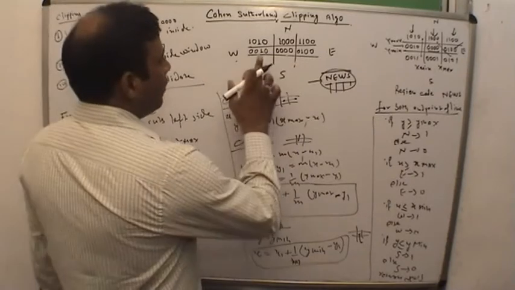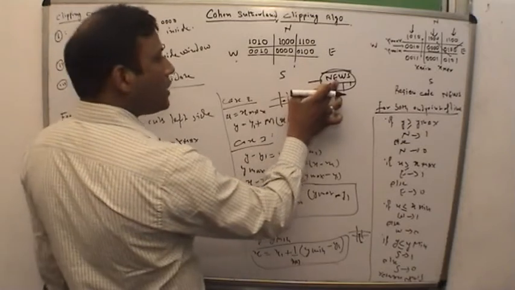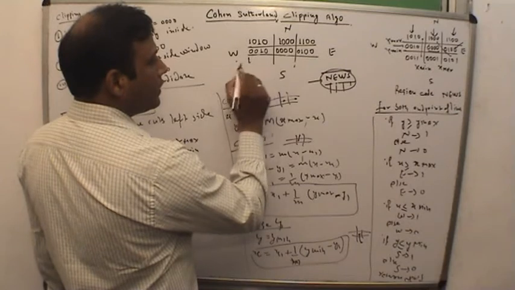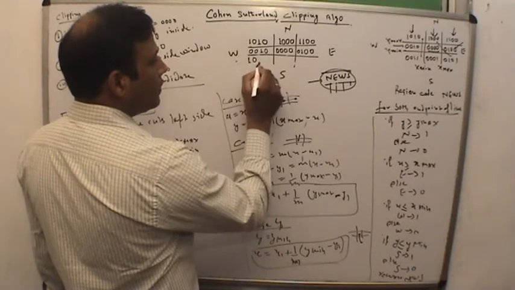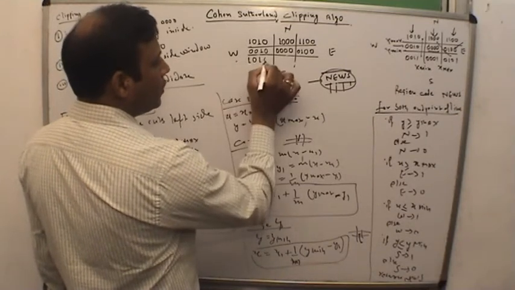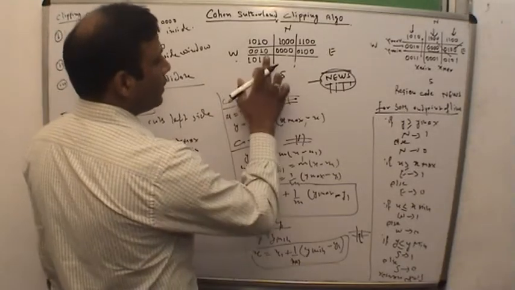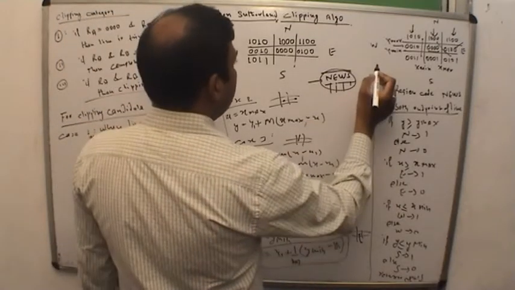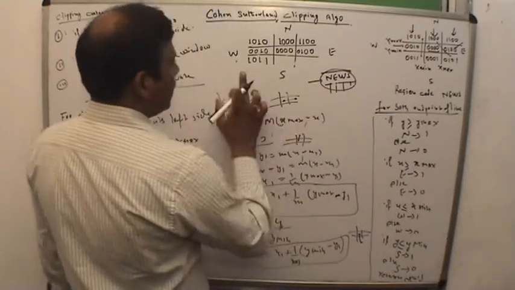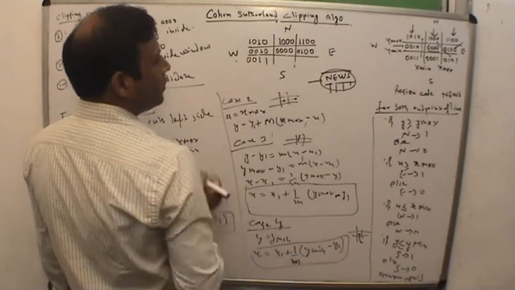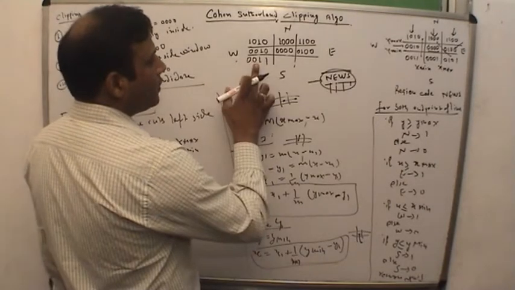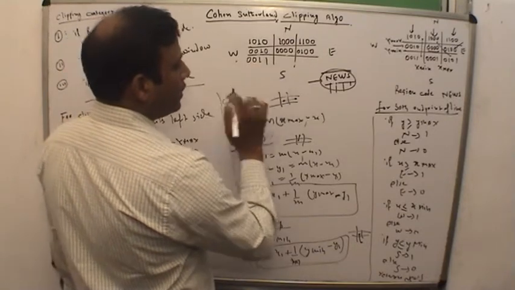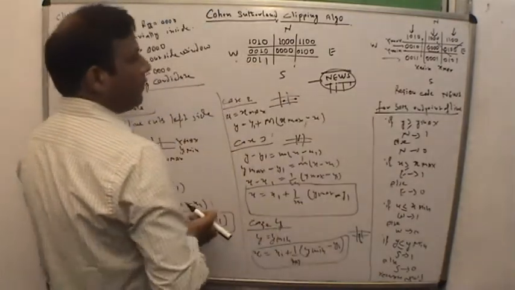Now we set the value of this box according to this region code. Is this north? No. Is this east? No. Is this west? Yes. Is this south? Yes. So we get the value 0011.